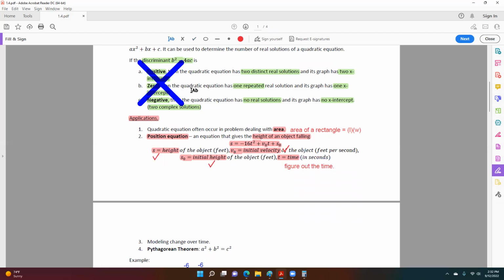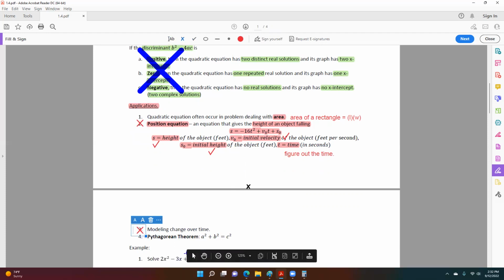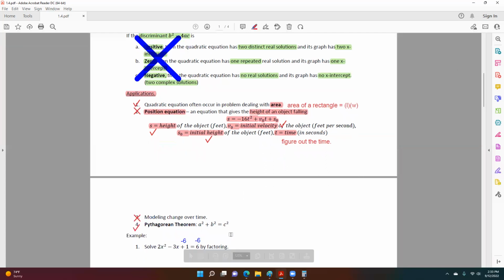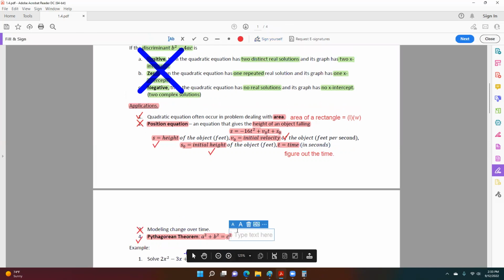So again, you do not need to worry much about the second application because you will see that in your homework, but not in my test. The third type of application is modeling changing over time. That one also we will not do a lot, but the last one is the one that we'll be doing. It is the most famous theorem, the Pythagorean theorem. This is another theorem you need to know or memorize. This Pythagorean theorem only works for right triangles.